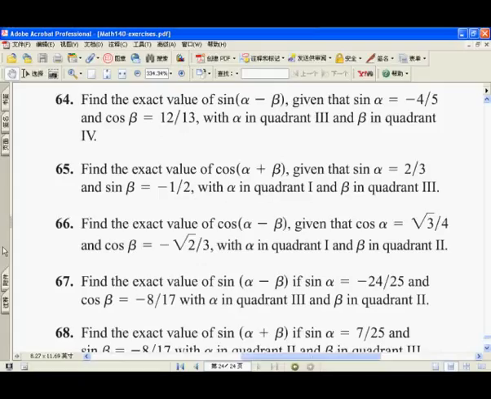Now let's look at problem 66. Find the exact value of cosine of alpha minus beta given that cosine alpha is equal to root of 3 over 4 and cosine beta is equal to negative root of 2 over 3, with alpha in quadrant 1 and beta in quadrant 2.